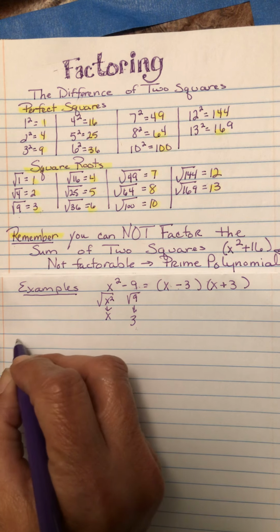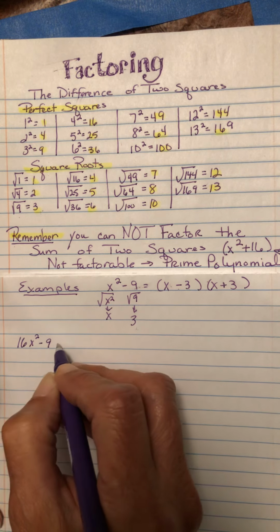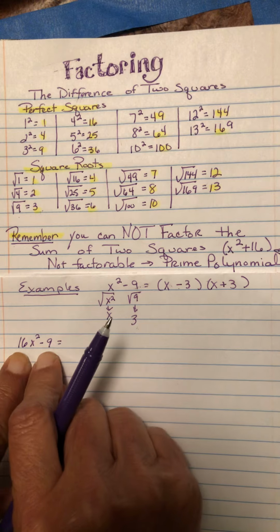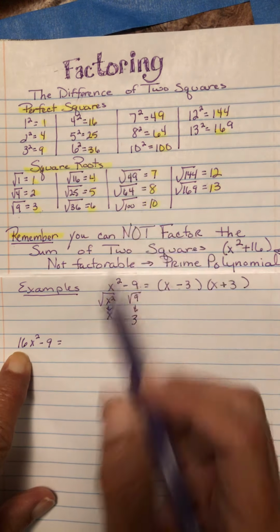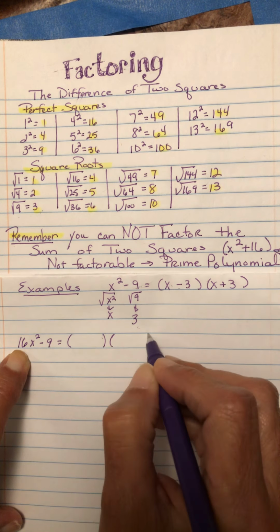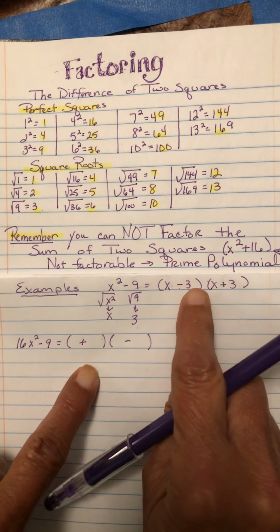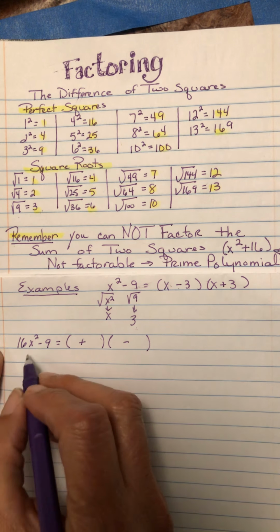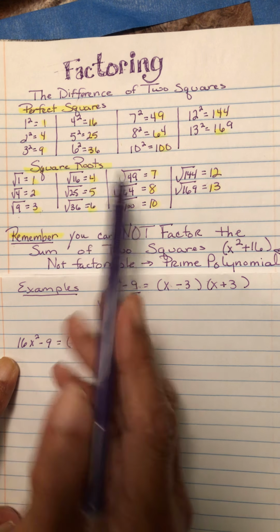So what if I have 16x squared minus 9? Well, the first thing I'm going to look for is a GCF. There's none of that. I also notice that they are perfect squares. Remember, here they are. 9 and 16 are perfect squares, so I could do this process. Place your two sets of parentheses. One has to have a minus and one a plus. And remember, it does not matter which you put first, which you put last. What is the square root of 16? According to our little handy-dandy chart, it is 4.